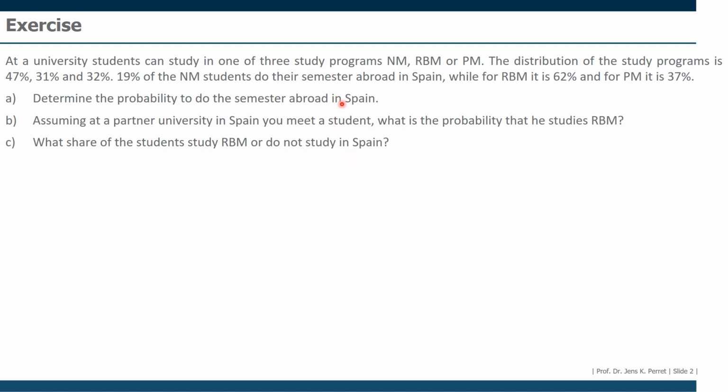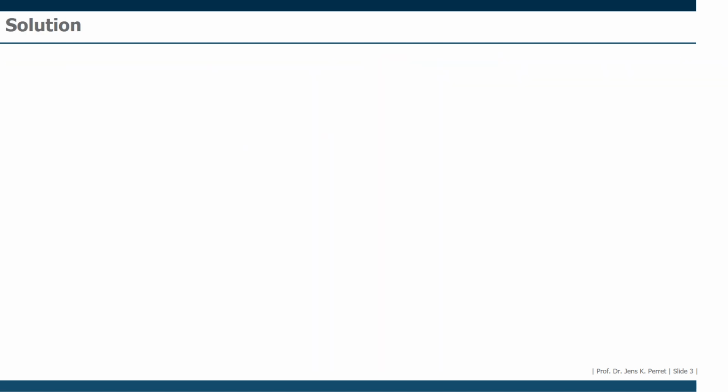Well, let's take a look at those three parts step by step, because in part they're also building on each other. So let's start with the first one, with the probability to do the semester abroad in Spain. I'm just going to write this down. Probability of doing semester abroad in Spain, here simply shortening this to P of S.